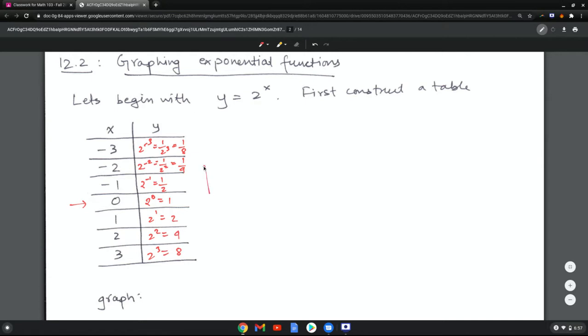So a few observations. It's decreasing here, right? The values: 1/2 is less than 1, 1/4 is less than 1/2, 1/8 is less than 1/4, and it's increasing here.